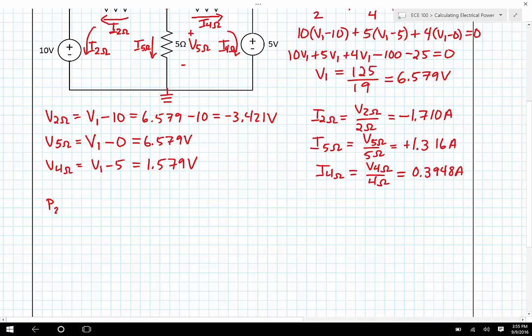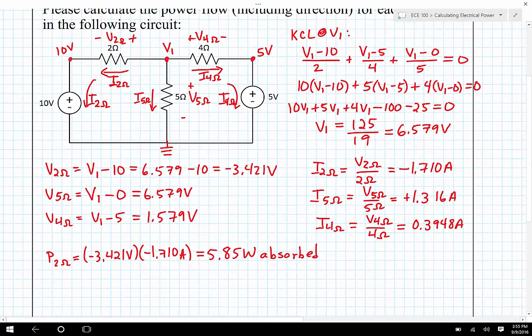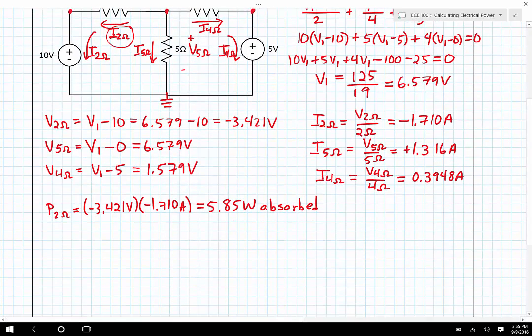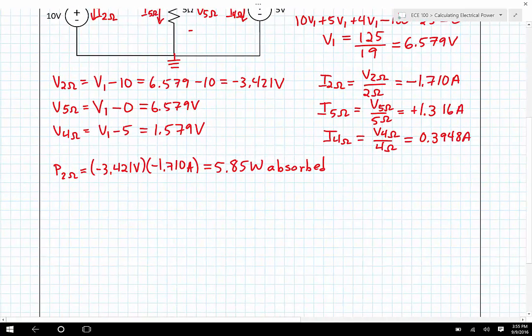So P sub 2 ohms is going to be negative 3.421 volts multiplied by negative 1.710 amps, which it turns out is 5.85 watts. And that will be absorbed. We know that it's absorbed because the current is pointing directly into the positive terminal. So this current I2 is flowing into the positive terminal right here. And since this number turned out to be positive, we know that the resistor is absorbing power, but we knew that the resistor was going to absorb power. It's just nice to have it verified by our math.